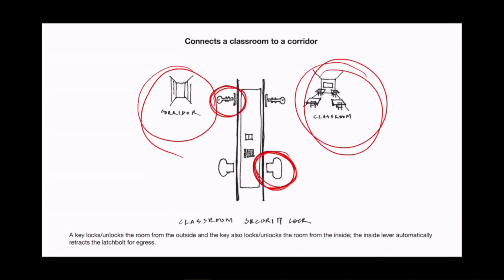But now there's a key in this security lock version of the classroom lock. There's a key to be able to lock it from the inside. Note, it's not a thumb turn because we don't want the students to be able to lock out their friends or the teacher. But if there was an emergency like a school shooting, we want the teacher to be able to find the key and lock the door from the corridor, so to protect the classroom.